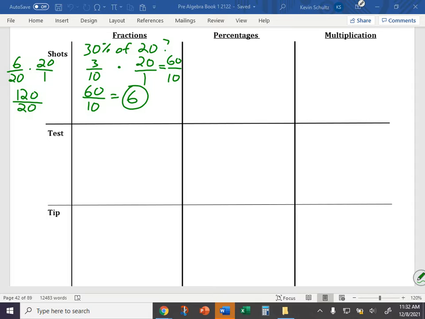My brain is catching up to yours now. Six out of 20 shots, is that what you're thinking? Okay, that works, because if you simplify 20 and 10, you get that 2. So it worked in this case. I don't think it'll work in every case, though. You have to be patient with me. My slow brain takes a while to catch up to yours.